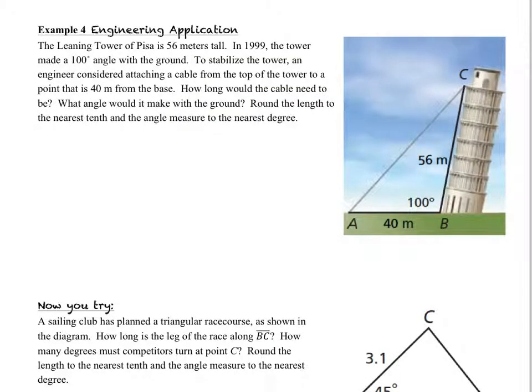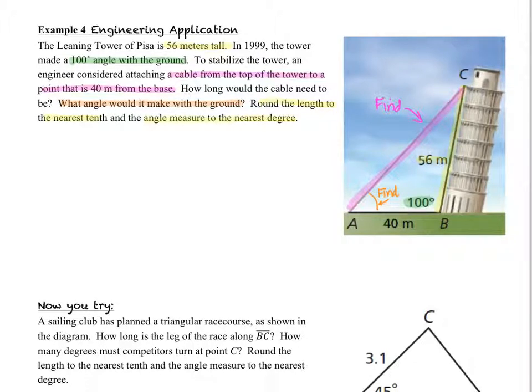The Leaning Tower of Pisa is 56 meters tall. The tower makes a 100-degree angle with the ground. To stabilize the tower, an engineer considered attaching a cable from the top of the tower to a point that is 40 meters from the base. How long would the cable need to be? What angle would it make with the ground? Round the length to the nearest tenth and the angle measure to the nearest degree.